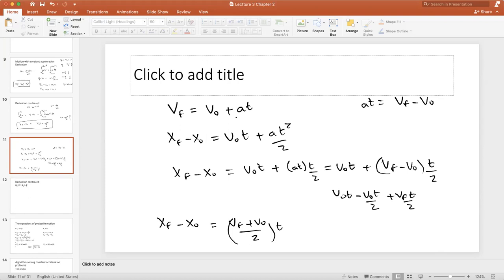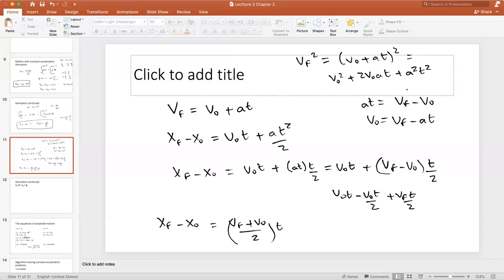Another thing I can do is solve this for v naught. And if I solve it for v naught, I get v final minus at. No, what I want to do is something a little bit different. If I square this, v naught squared is v naught plus at squared, and that becomes v naught squared plus 2 v naught times a times t plus a squared t squared, okay?